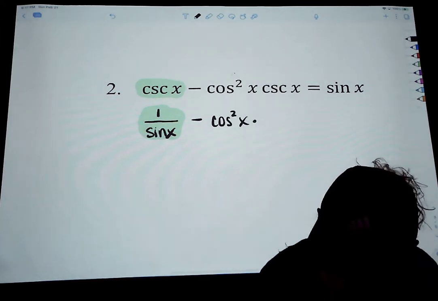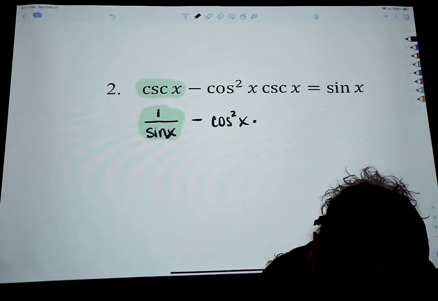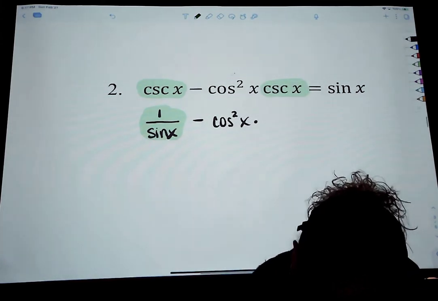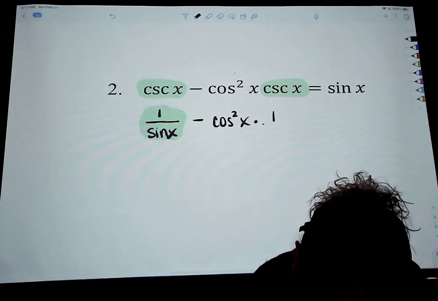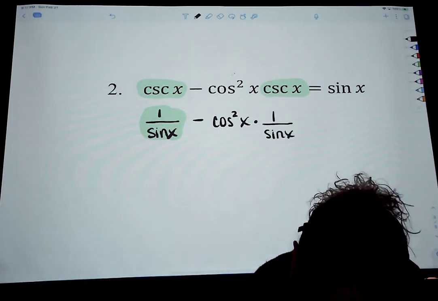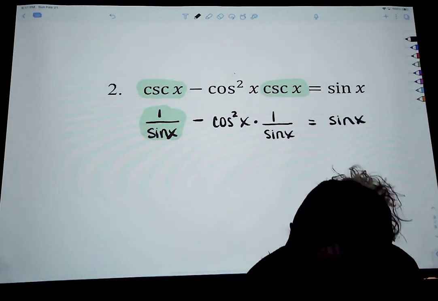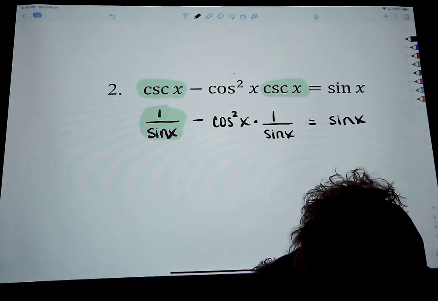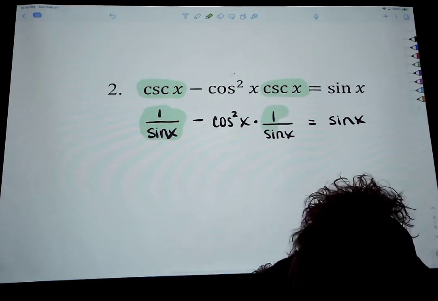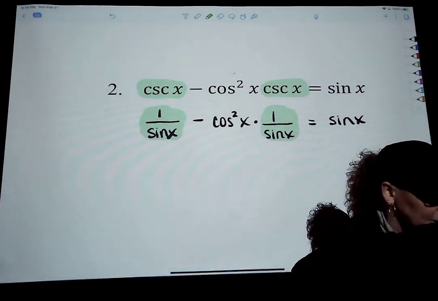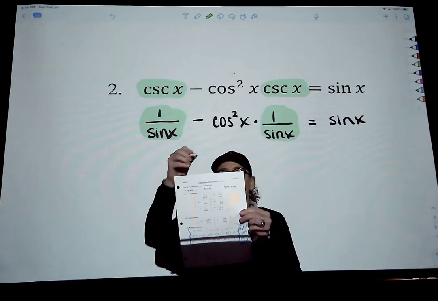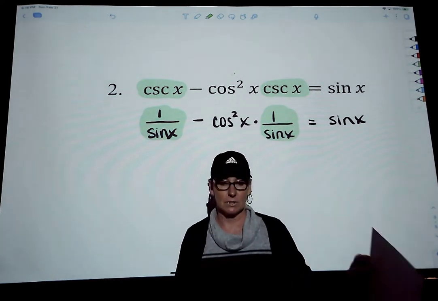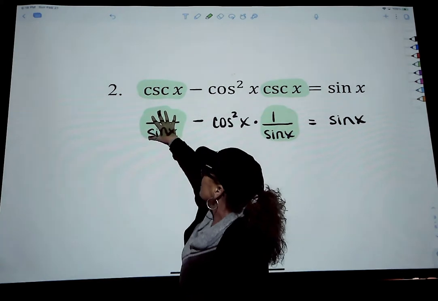That's already in terms of cosine. Times, well, here's another cosecant, 1 over sine, and that one's already in terms of sine and cosine. So I made 2 substitutions here. How did I know I could make those substitutions? Because it came from this paper. Anytime I see a cosecant, I can turn it into 1 over sine. So I did. Now, that's kind of a standalone fraction.